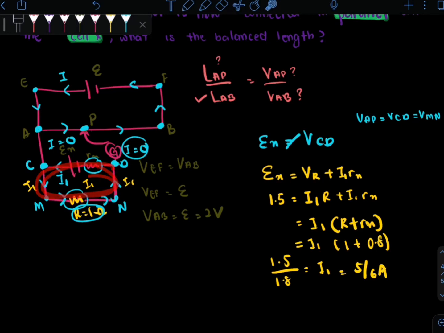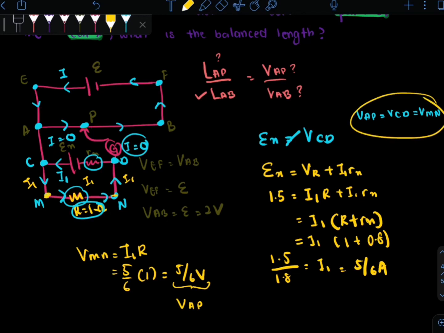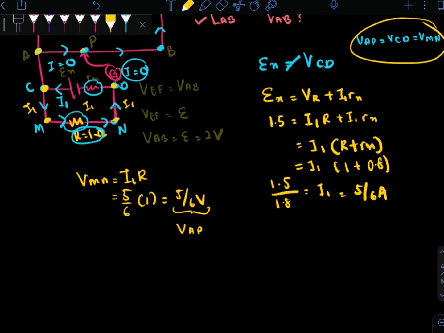So this is how much current flowing in the lower circuit sini. Kat circuit bawah sini kita punya current adalah sebanyak 5/6. Okay, so since kita dah ada current across the lower circuit, VMN adalah I1 darab dengan R across that particular MN itu. I kita ada 5/6, R kita adalah 1 ohm, kita dapat 5/6 volt, which is actually ini nilai ni sama dengan V across AP. Mereka di sini sebab AP is equals to CD, CD pula is equals to MN.